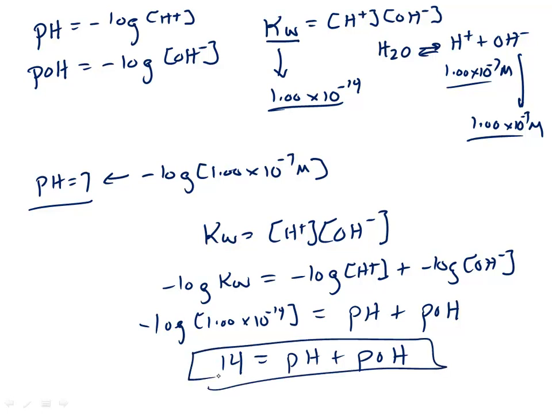So that means if you know what the pH of something is, if you subtract it from 14, that will give you the pOH. Or if you know the pOH, you can subtract it from 14 and get the pH. So the tools for chapter 15 are these, this, and then you need to always keep in mind this equation here.